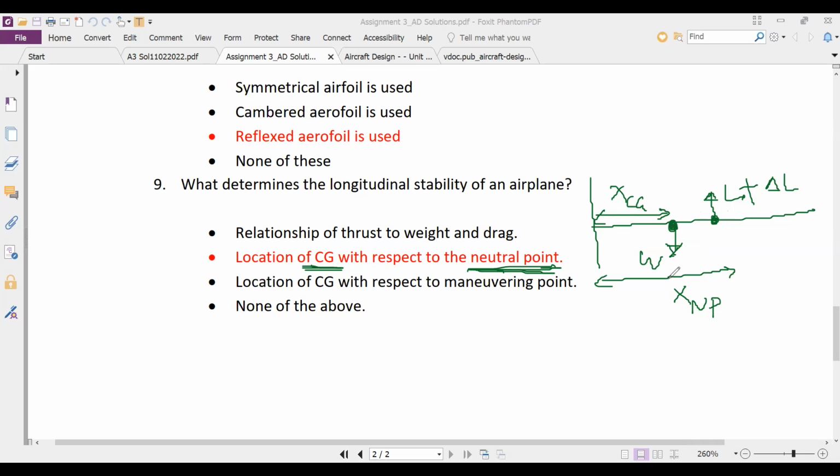Someone in the chat is saying pitch down moment. Anyone else also wants to answer? What kind of moment will the extra lift generate? I'm looking for answers in the chat. Only one answer. Other people want to join. Please join the answers. Let's see what you understand.